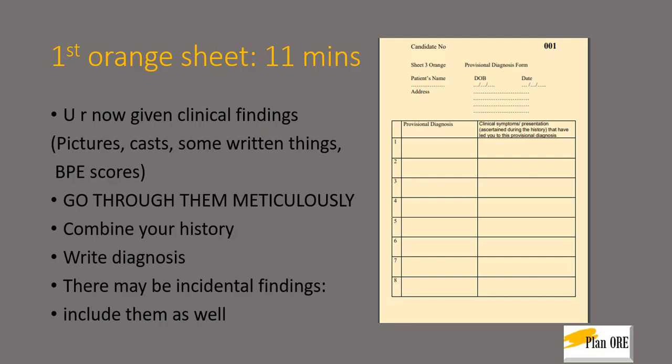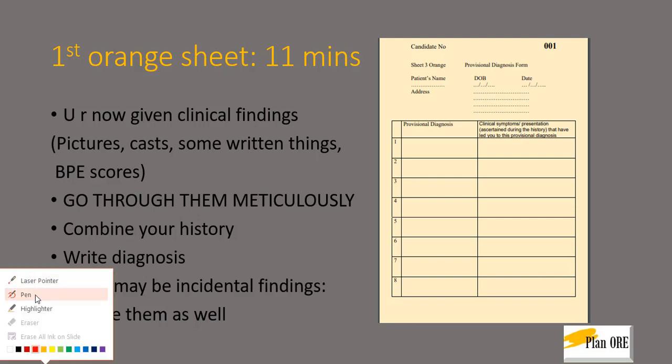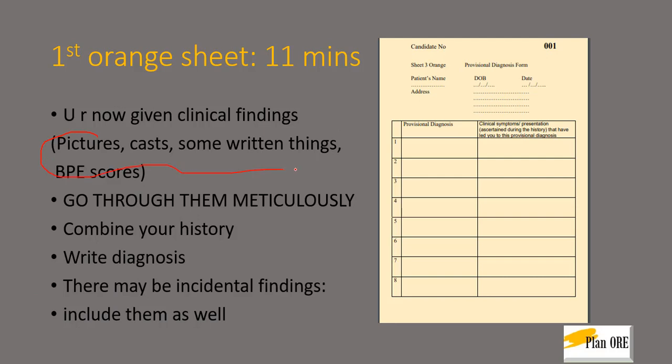So after you have finished your blue sheets and the 10 minutes timer goes up, at this point of time, the examiner and the patient both leave the room and you're given some clinical findings. These clinical findings comprise pictures, casts, or some written things like the BPE scores or the non-carious tooth surface loss scores and so on. You need to go through them properly, combine them with the history you've taken, and arrive at a proper diagnosis.